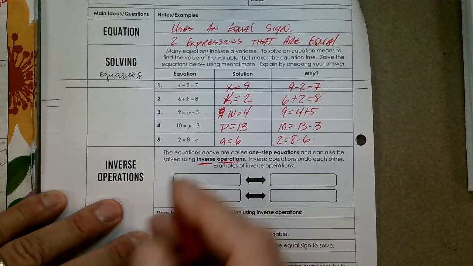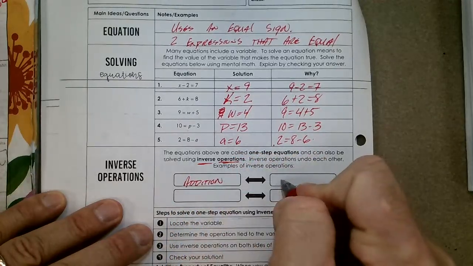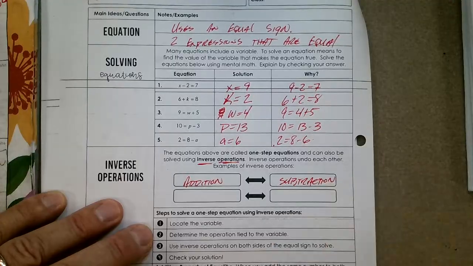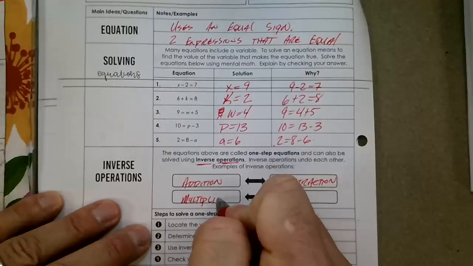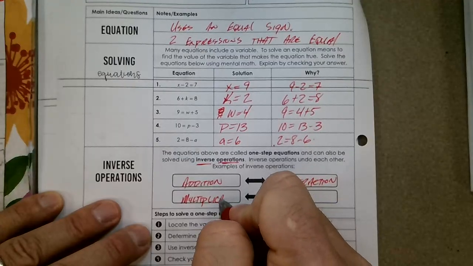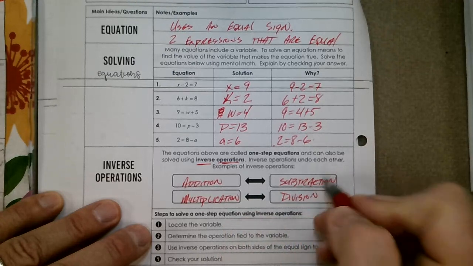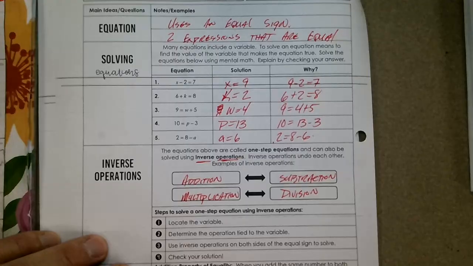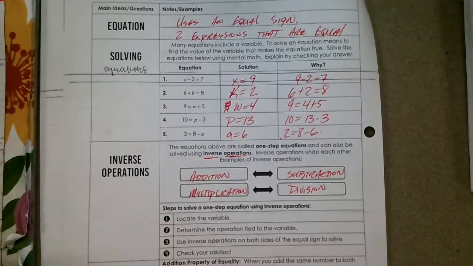So you know this. The opposite of addition is subtraction. And the opposite of multiplication is division. All right? So those are called the inverse operations. So to solve an equation, we have to work backwards. We have to work backwards and do the opposite operation.